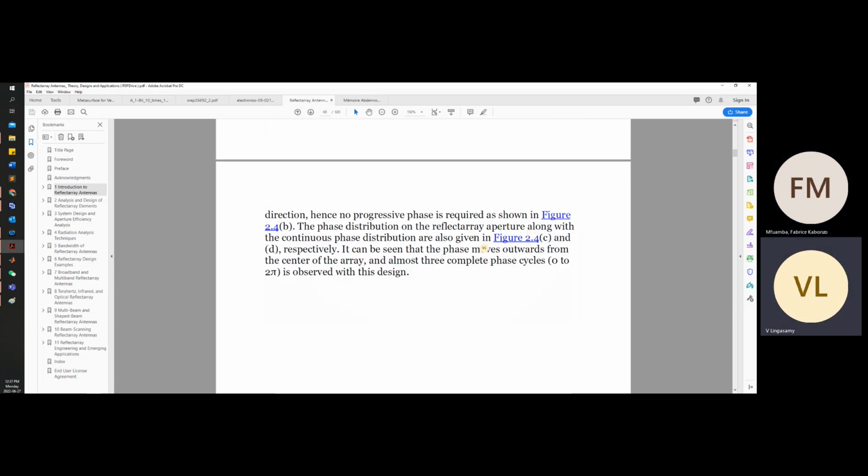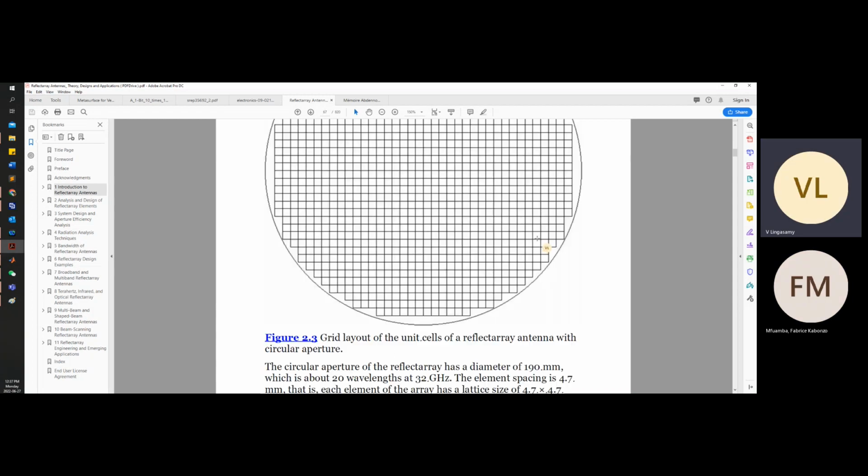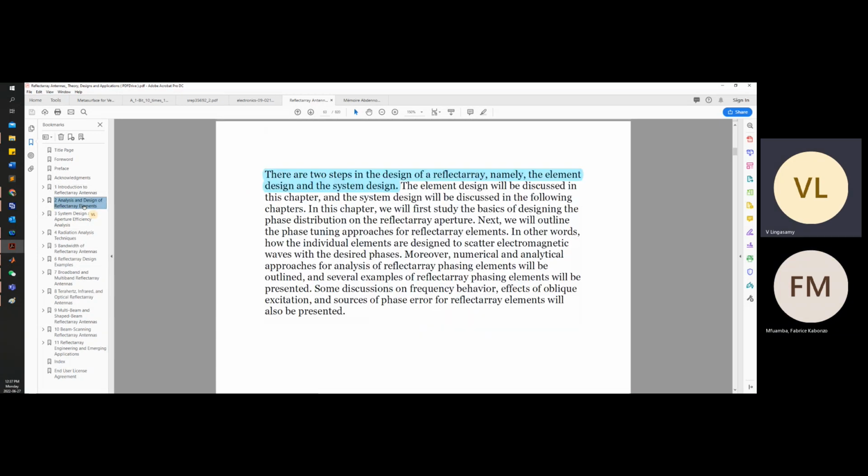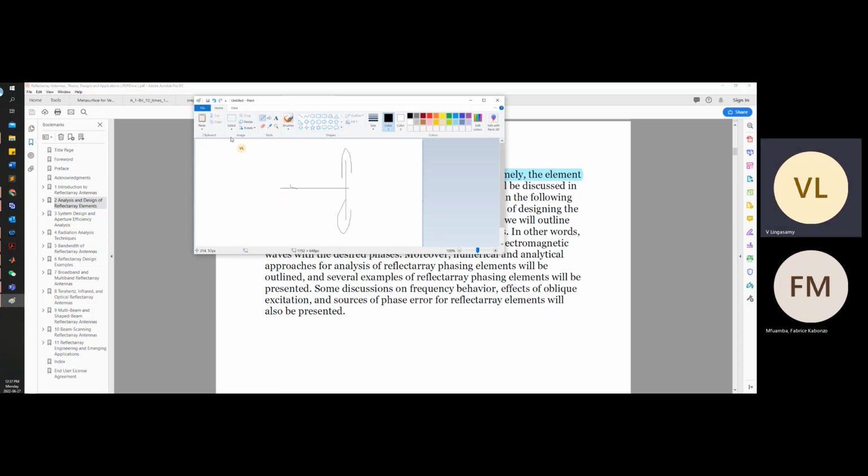Once you find out this phase to be compensated, step one is over. Now you have the things. Next is the phase to be compensated at each location. Here in this plot, what we are having, let me tell you.